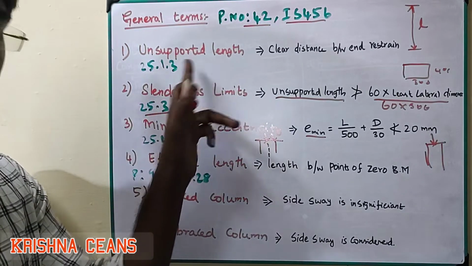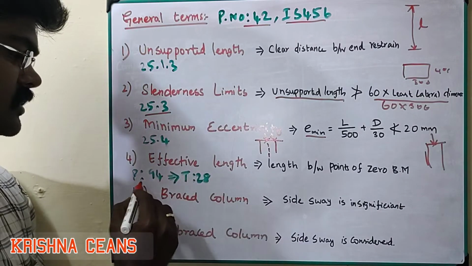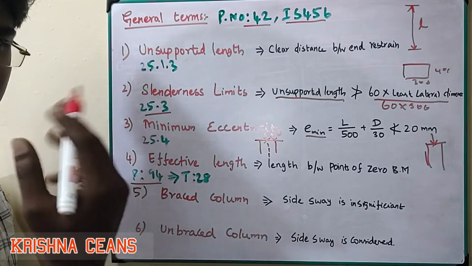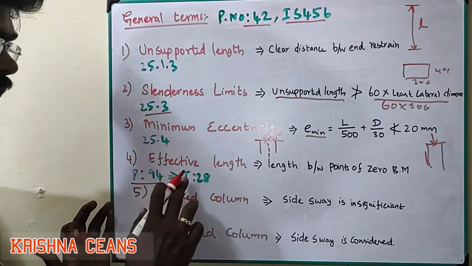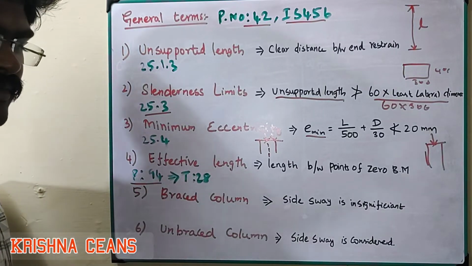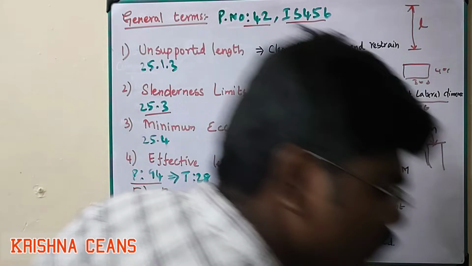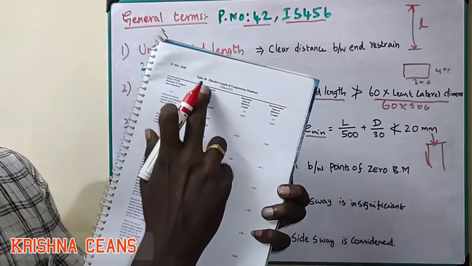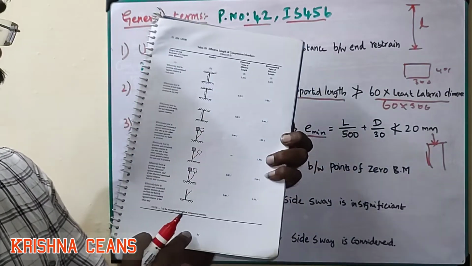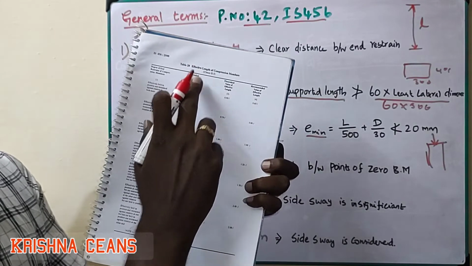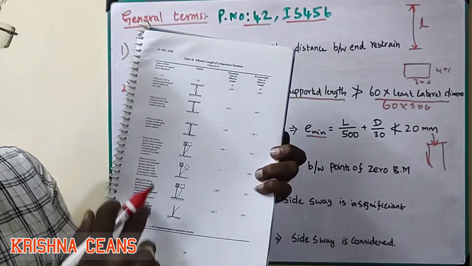This is the unsupported length. This is the effective length, which is mentioned in Annex E of IS 456, page number 94, table number 28. Different types of support are there. Effective length of compression member, page number 94, table number 28. So here the different supports are mentioned.